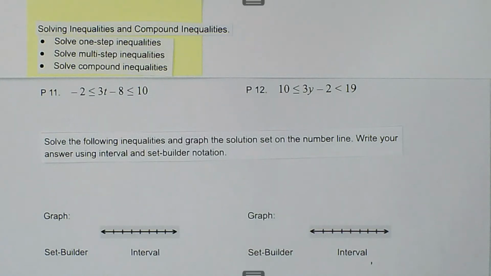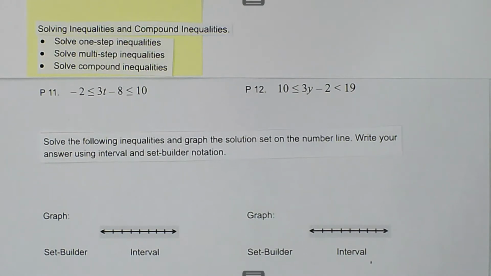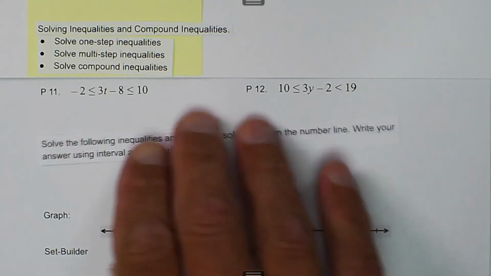We're talking about solving inequalities and compound inequalities, and in this case, we want to solve the following compound inequalities and graph the solution set on the number line. Write your answer using interval and set builder notation. So we're going to do practice 11 and 12.